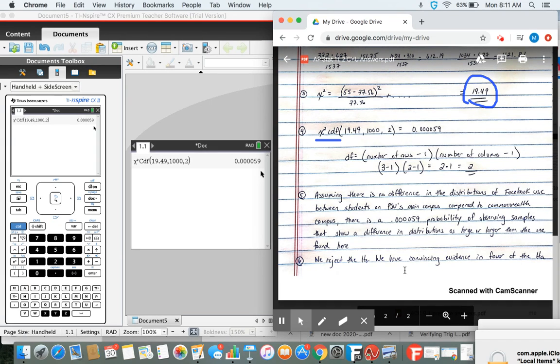Part 6, I did not go into detail with. I just kind of summed it up. But if that was, in fact, our p-value, that would lead us to rejecting the H0, and we have convincing evidence in favor of the HA.